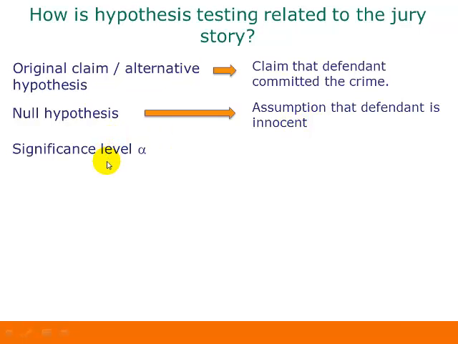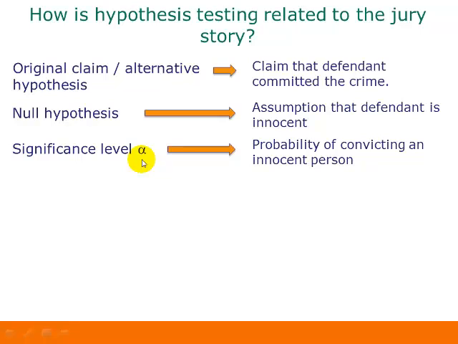Now we have our significance level alpha, which is the probability of rejecting the null hypothesis when the null hypothesis is true. This would be like the probability of convicting an innocent person. So it's the same as the probability of rejecting the assumption of innocence when innocence is actually the true status.